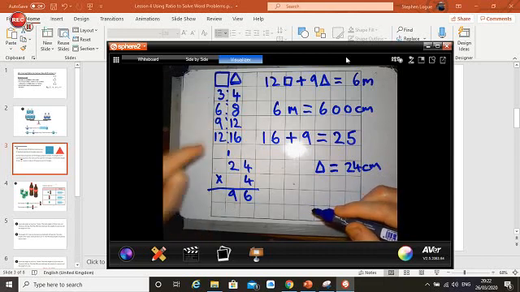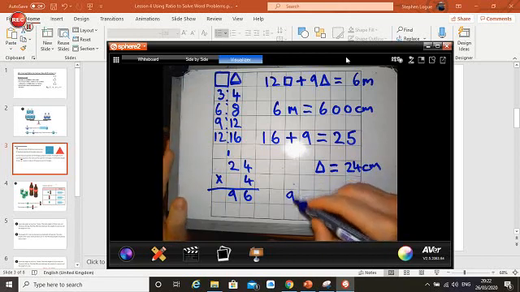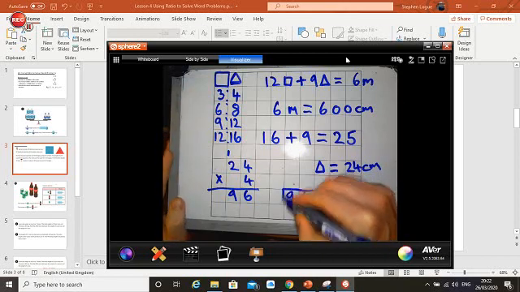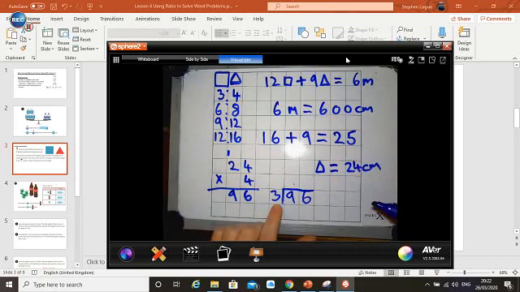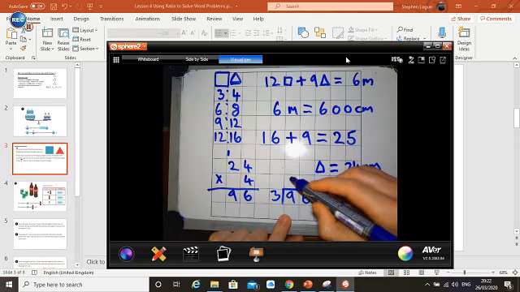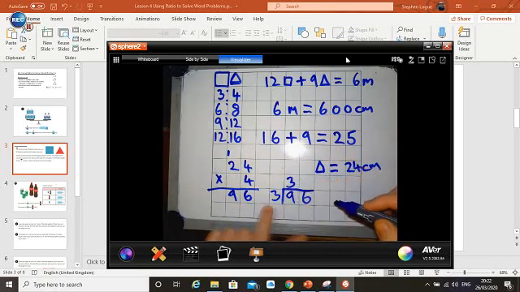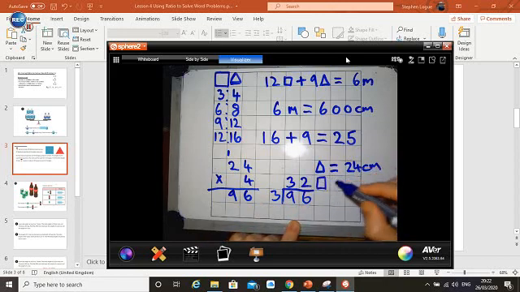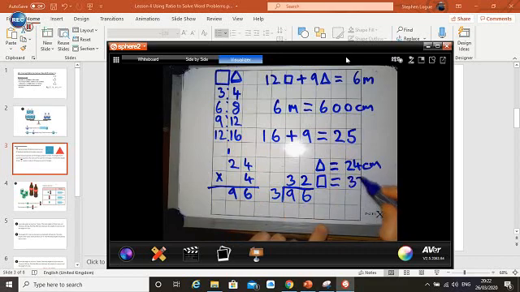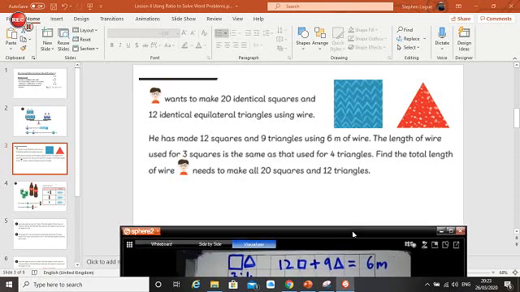Onto the triangles. 2 times 4 is 8. 2 times 2 is 4. Place value holder in. 1 times 4 is 4. 1 times 2 is 2. Didn't leave myself much room to do this adding. 8 plus 0 is 8. 4 plus 4 is 8. And 2 on its own. So 640 and 288.